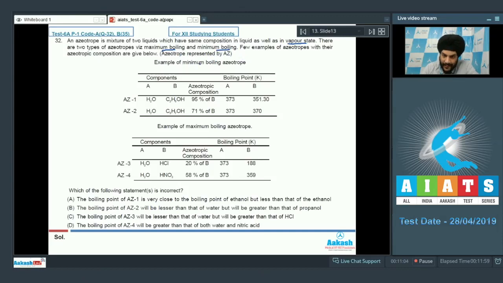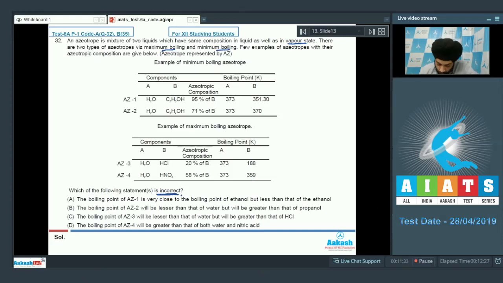So we have been given two examples of minimum boiling azeotrope. So we have AZ1 and AZ2. The compositions and the boiling points of the respective components are given to us. And for the second set of examples, we have examples of maximum boiling azeotrope. Again, the azeotropic composition and the respective boiling points of the individual components are also given to us. So we have to comment on the statements which are incorrect.